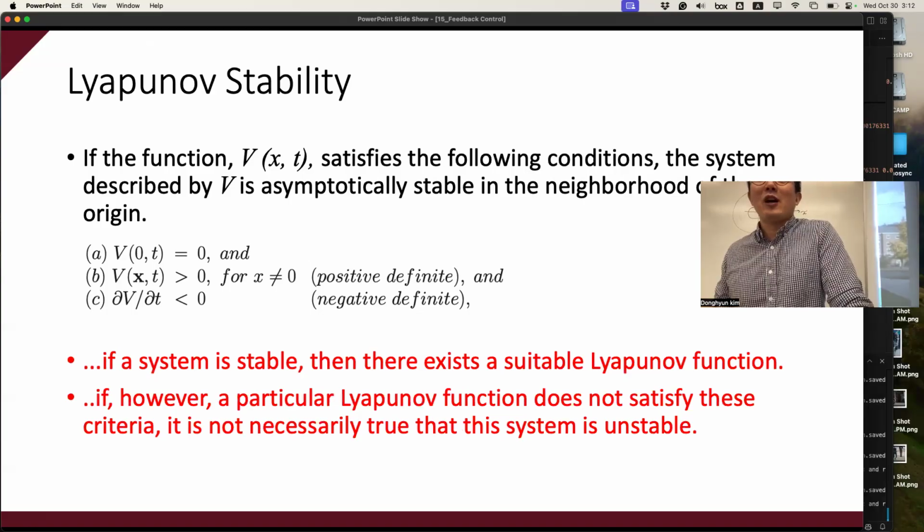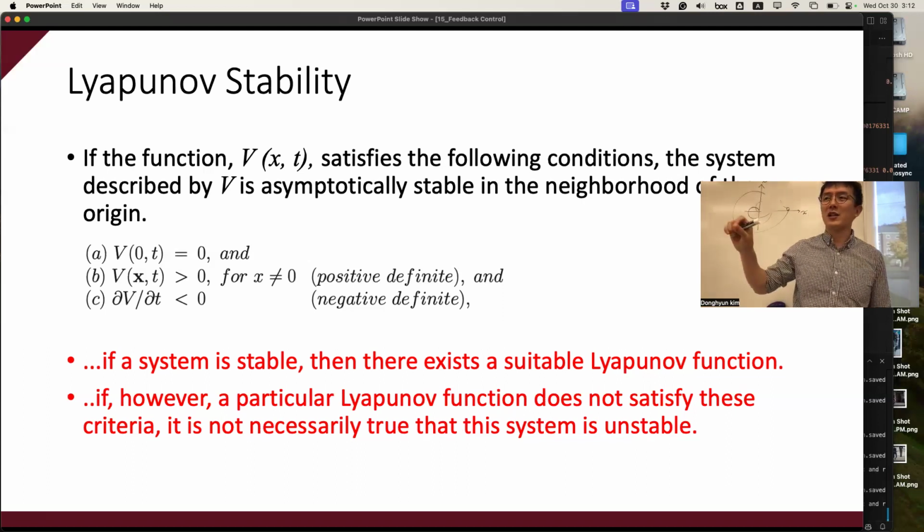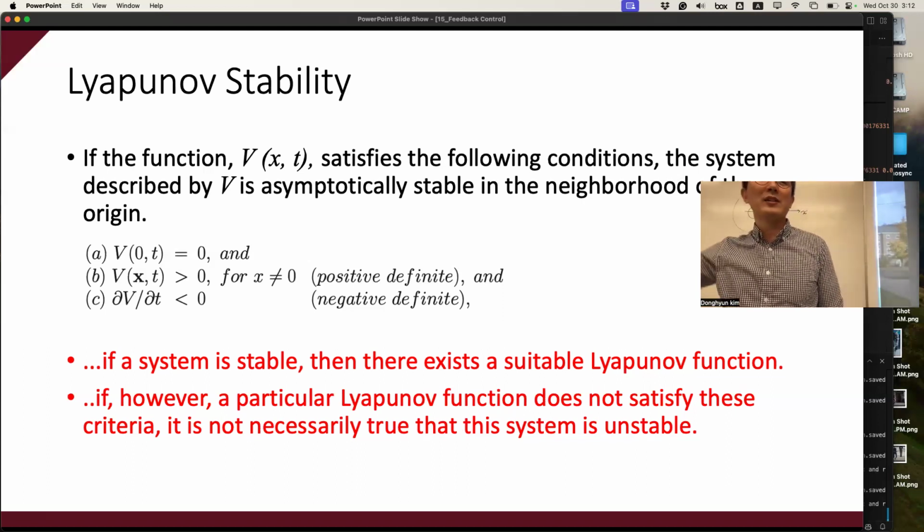Maybe you just didn't find it yet. So you cannot use this analysis to prove the system is unstable. You can get an idea, like defining the energy as the Lyapunov function and seeing that the energy is continuously going up. So highly likely the system is unstable, but that's not sufficient, because this is only a necessary condition. Does that make sense?